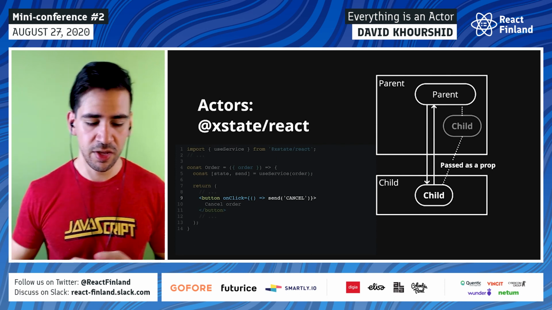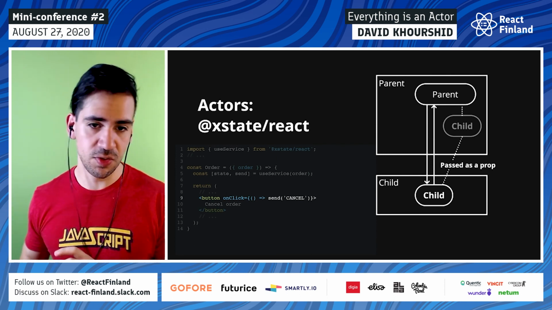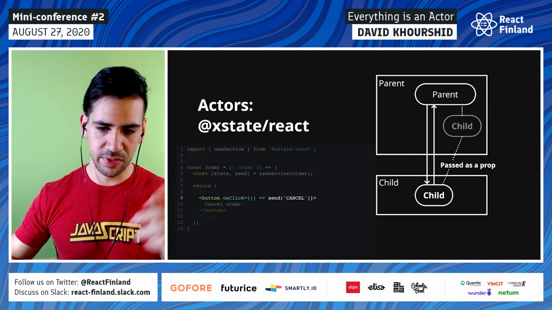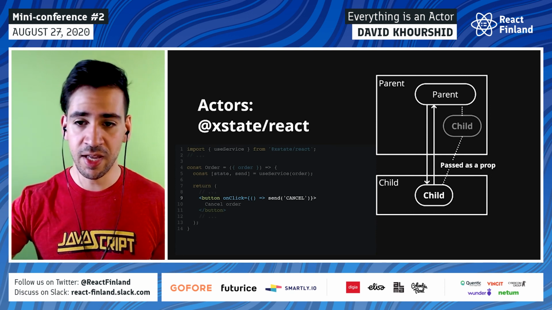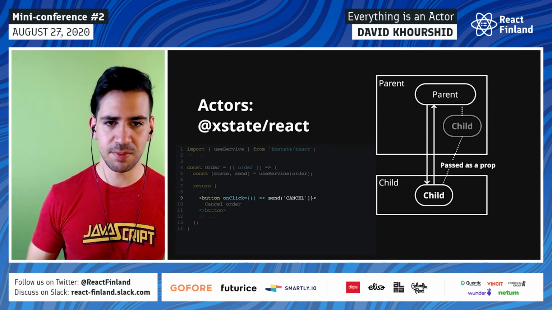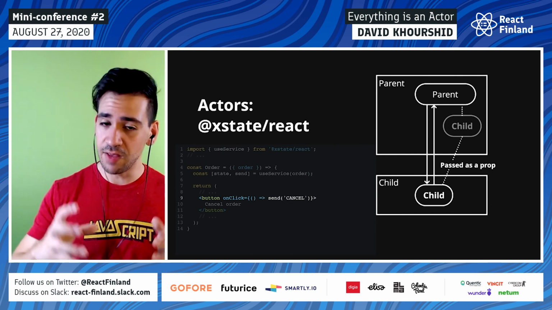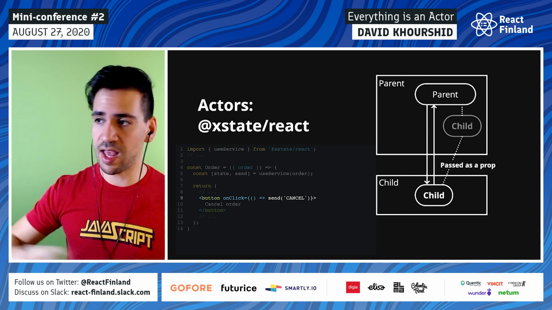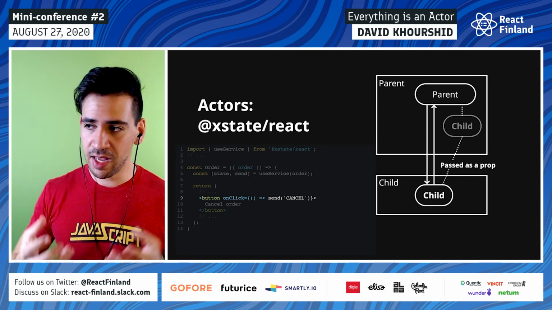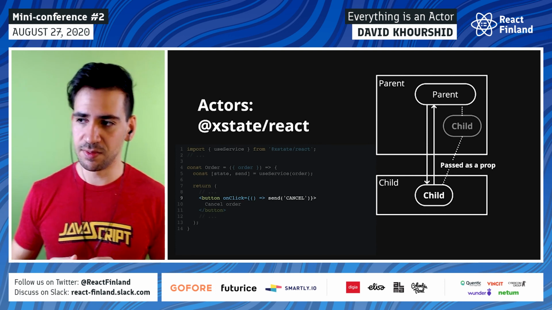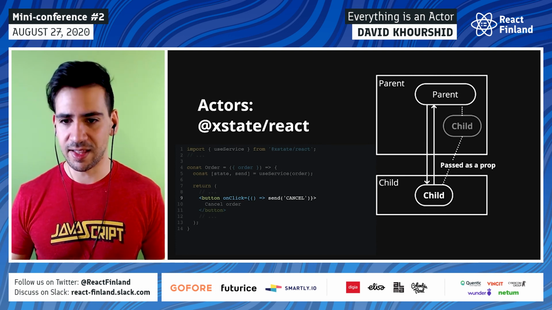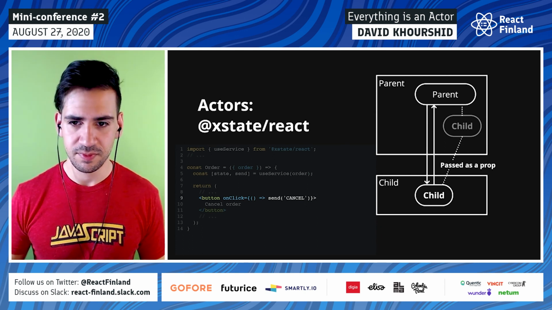Long story short, using the useMachine and useService hooks is what allows you to do that parent-child communication in React. Or it doesn't even have to be necessarily parent-child. If you pass that child actor to any component, it will have a reference to that actor and still be able to communicate in exactly the same way.